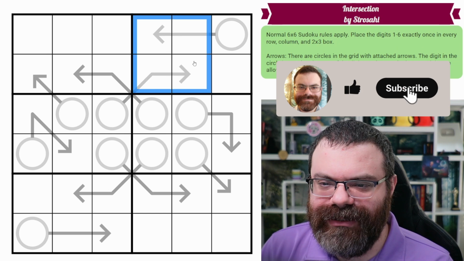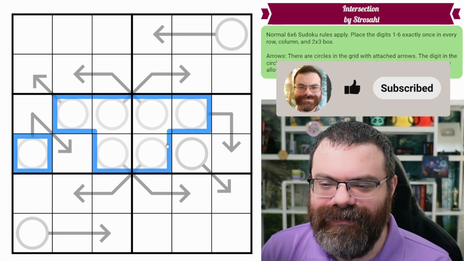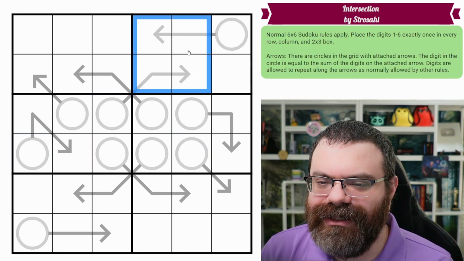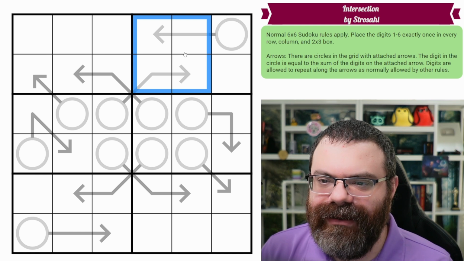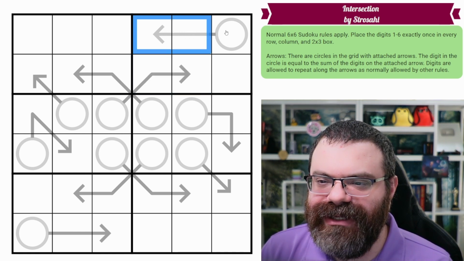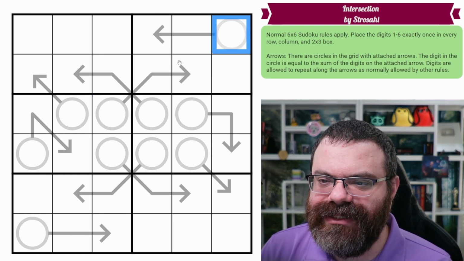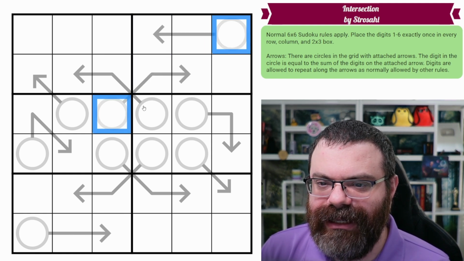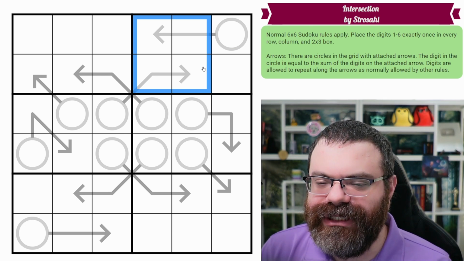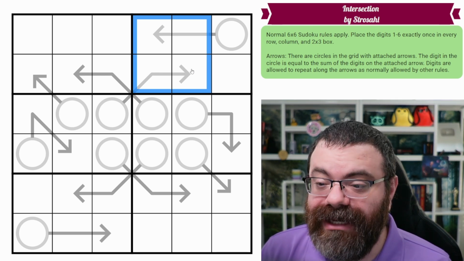Okay, so we've got a trick. I see there's a ton of circles here, but I actually want to start here because there's a neat trick with arrows, which is we know that the sum of these goes here and the sum of these goes here. So the sum of these 4 digits is the same as the sum of these 2 digits.